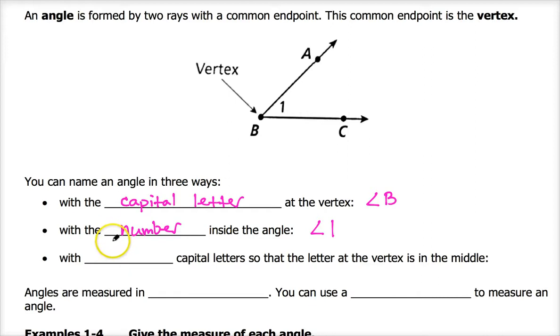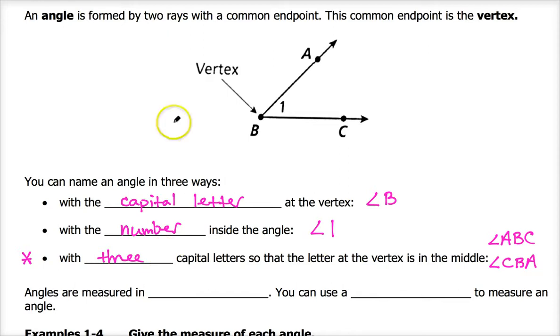And then finally, and this is going to be the way we more often than not name our angles in this class, you can use 3 capital letters so that the letter at the vertex is in the middle. So for this angle here, you have 2 options for this last way. You can name it angle ABC, or you can name it angle CBA. Okay, all 3 of those points are on the angle, but that middle value B has to be the vertex. Okay, so that's 3 different ways you can name angles.